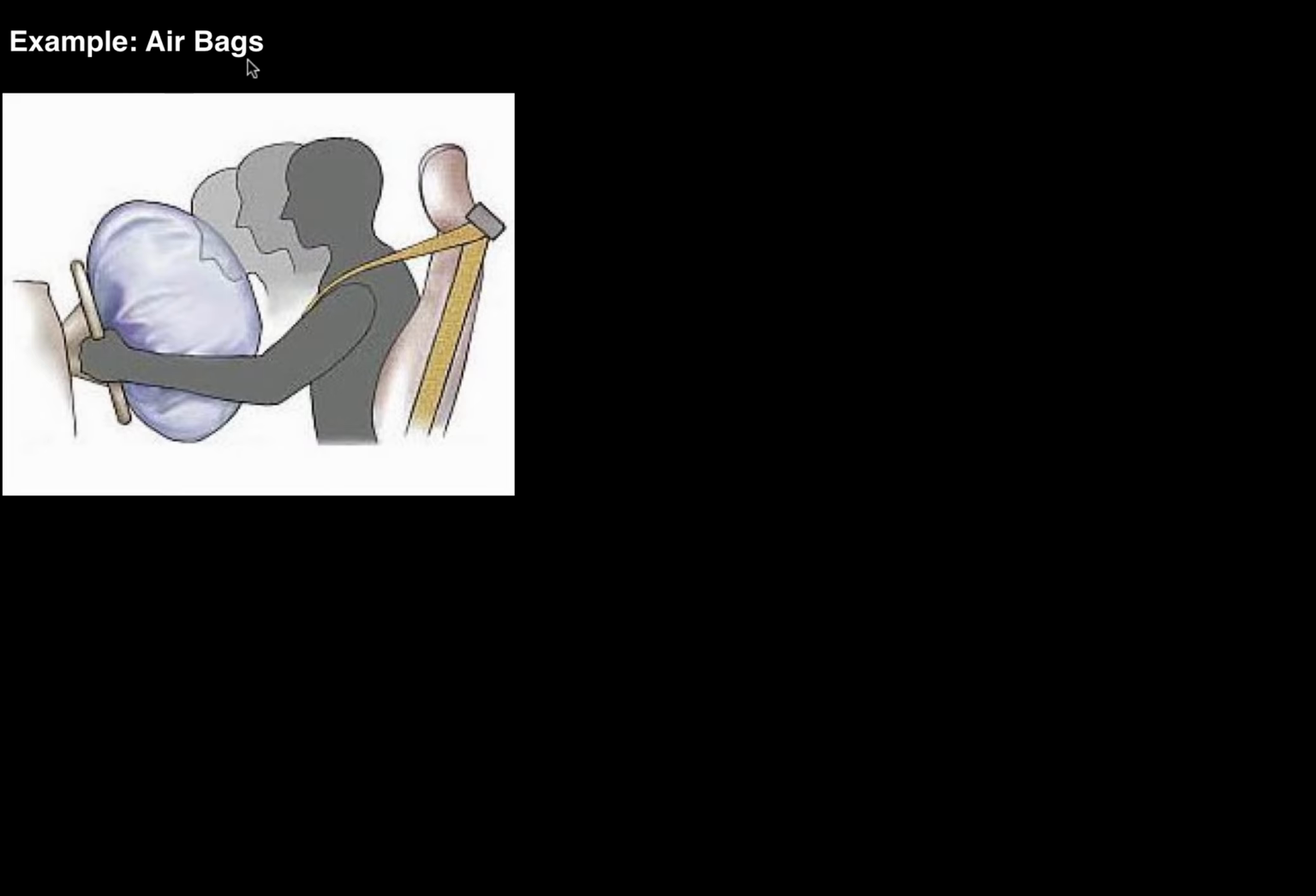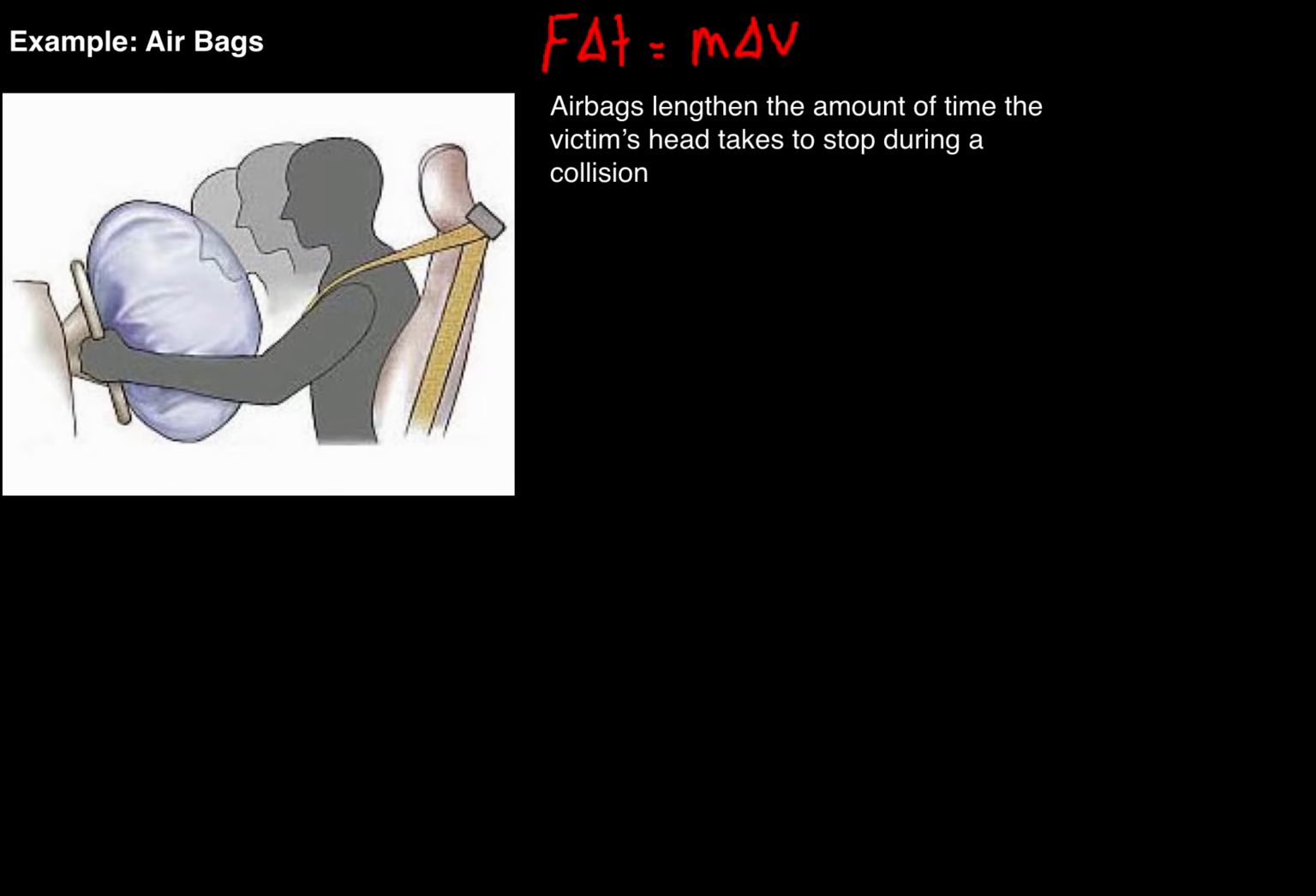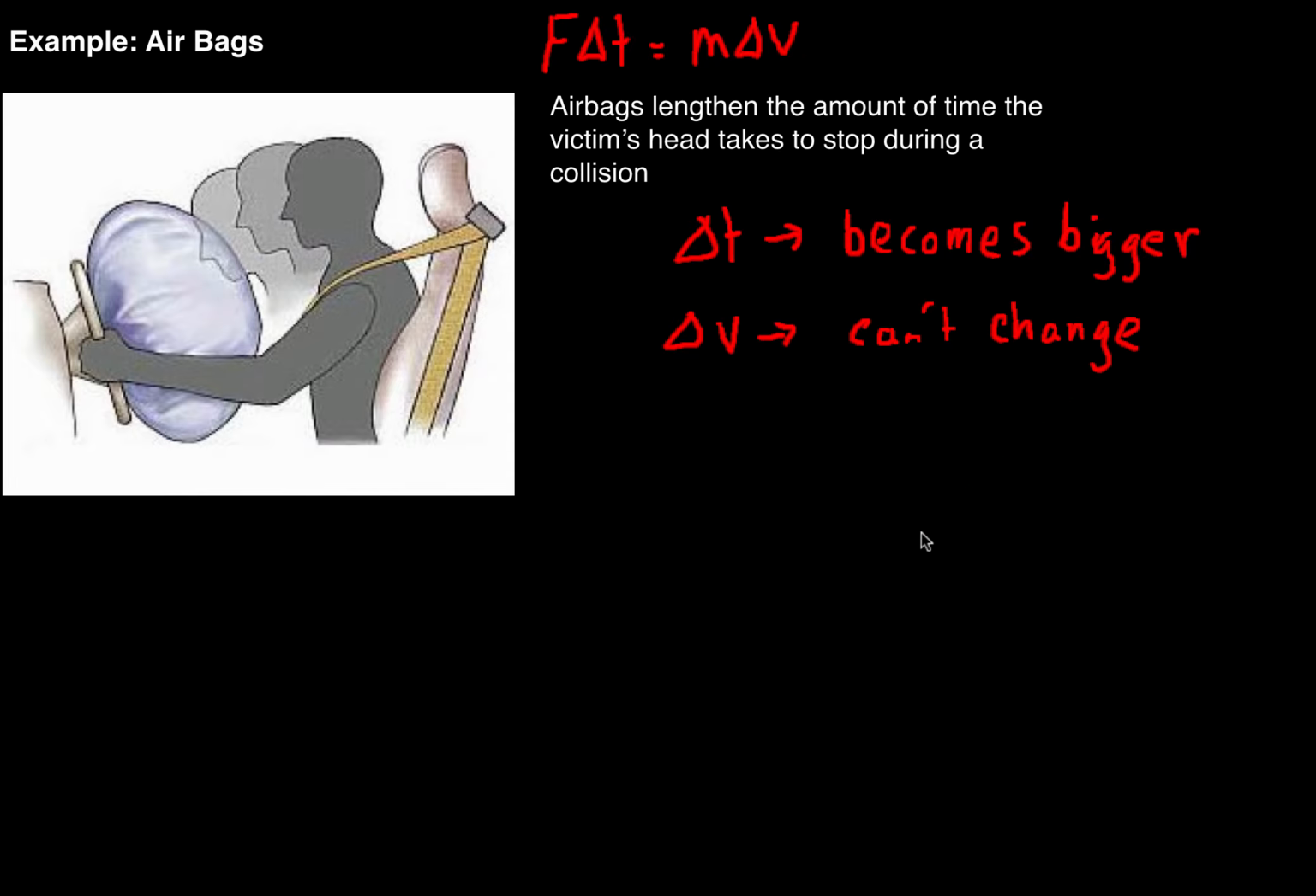Another good, useful example of this F delta t equals m delta v relationship is airbags. Airbags lengthen the amount of time a victim's head takes to stop during the collision. So delta t becomes bigger, or a longer number. Now, we know that the change in velocity can't change. During a collision, you go from the same initial speed to the same final speed.